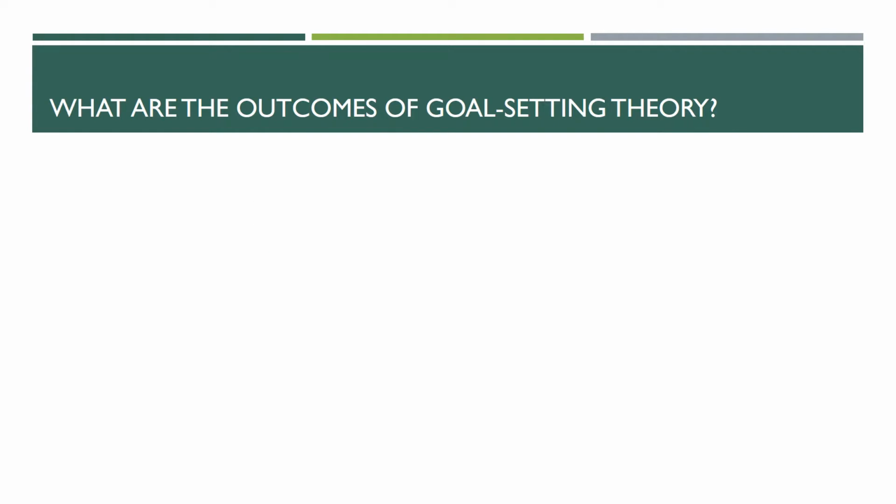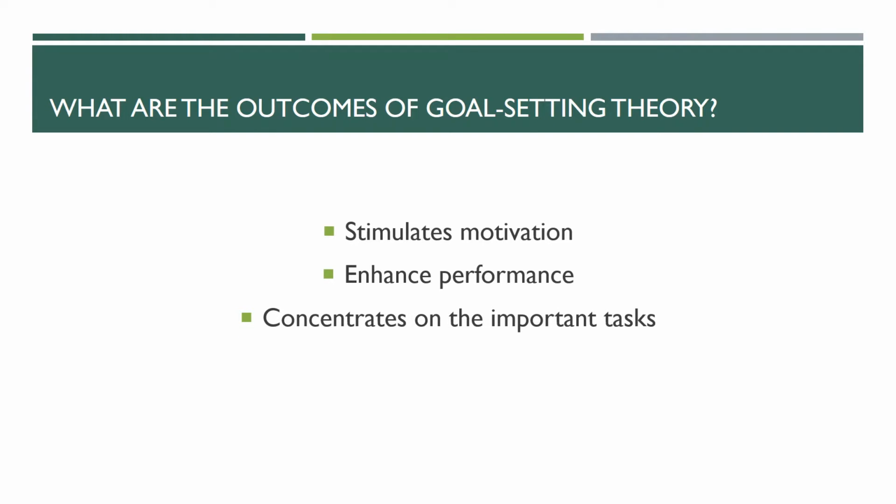What are the outcomes of goal setting theory? It helps and stimulates motivation, enhances and improves performance, enables us to concentrate on important tasks, and increases persistence over time. If you set a goal, you perform better than those without a goal. The same concept is applied when a person has a goal and when they don't have one. Let's take a look.